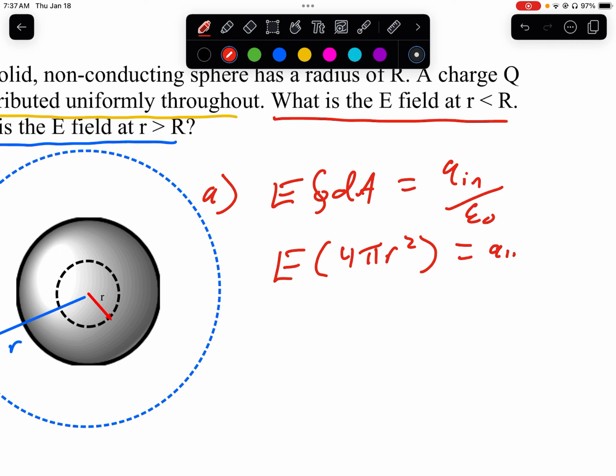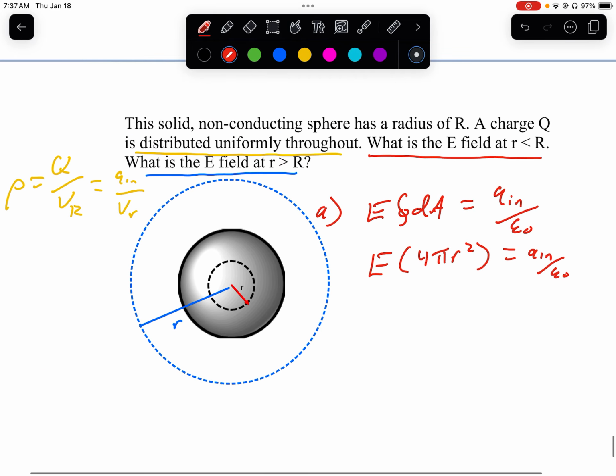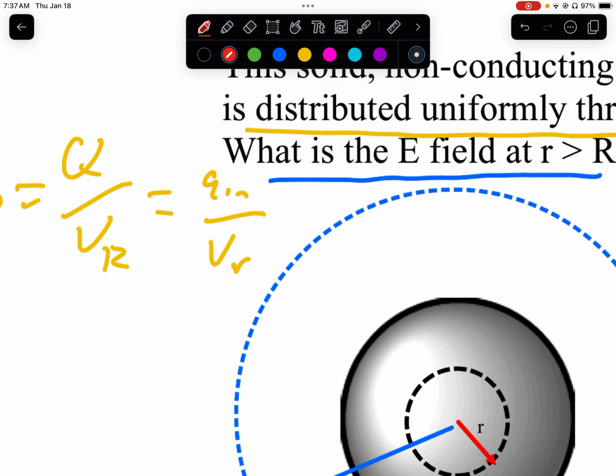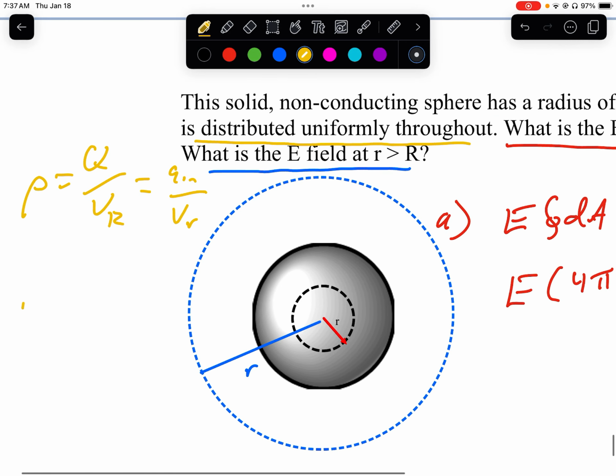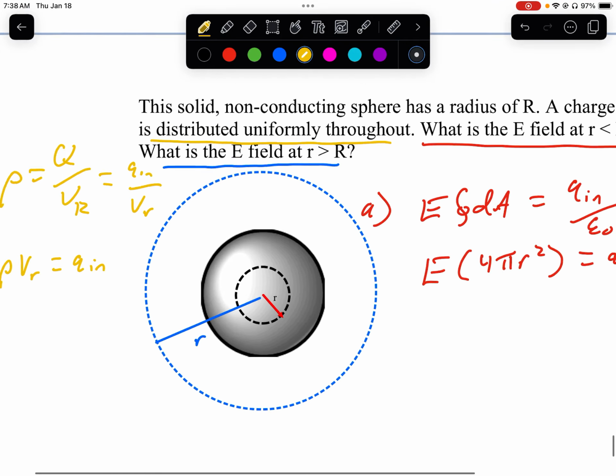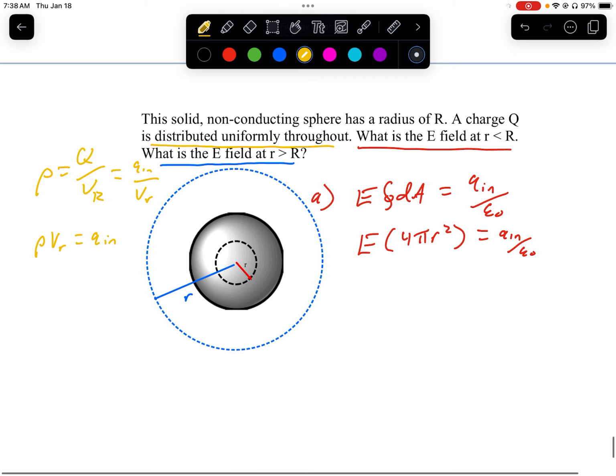Then we've got this Q inside over epsilon naught. Like we did before, we can play around with that charge density substitution. Little q over the smaller volume, V sub little r, is equal to the charge density. So charge density times that smaller volume of our Gaussian surface is equal to the q inside. Now you might say, wait, but we don't know the charge densities. That's okay, just bear with me.